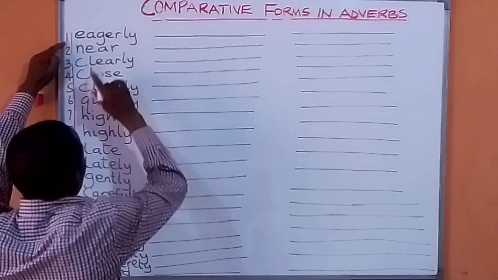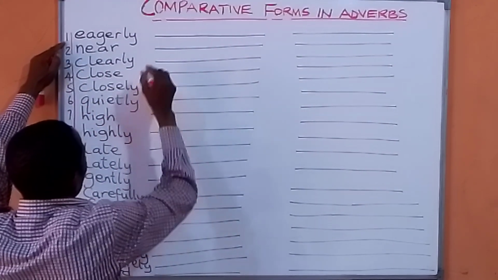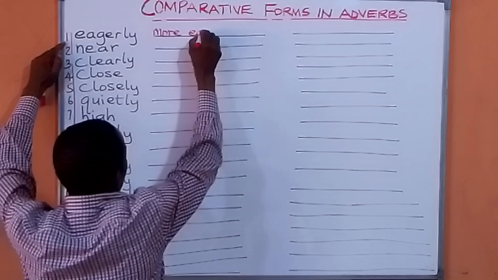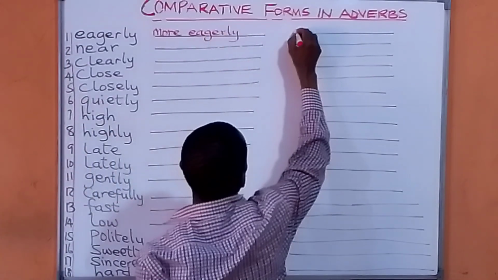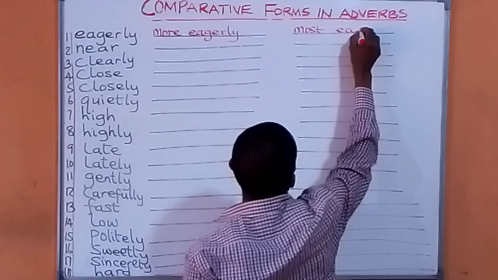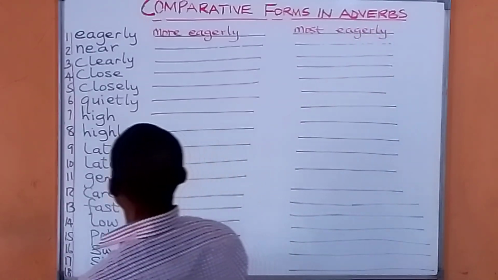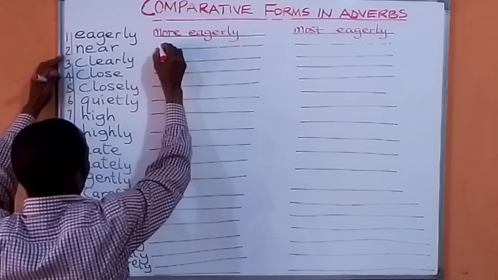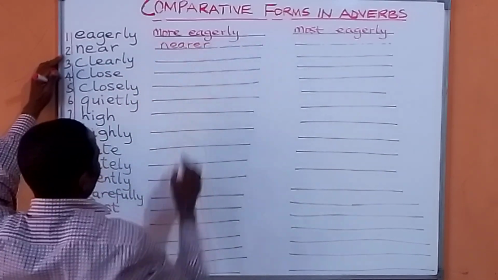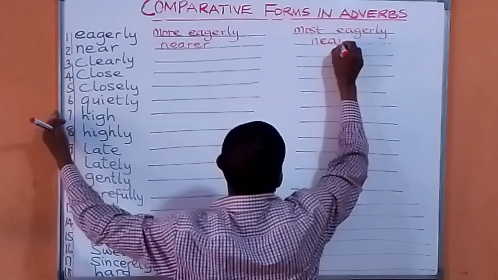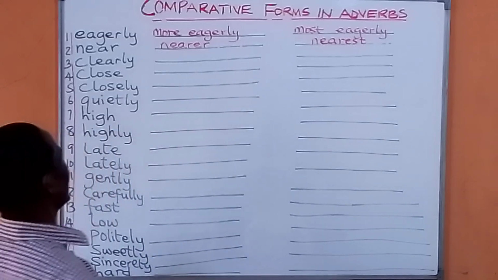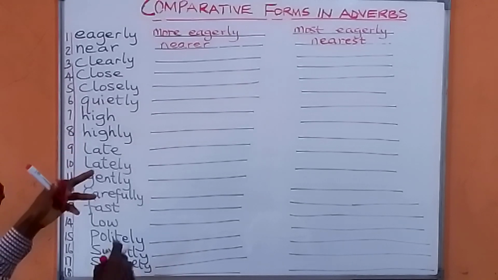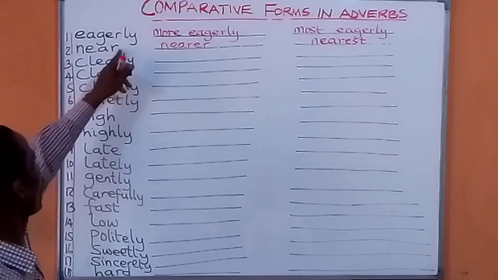Now, look at number one. Eagerly. What are we going to put there? You see the ly there? You write more eagerly, most eagerly. Okay? Number two, near. There's no ly there. So, what you do is you write er there, nearer, nearest. Near, nearer, nearest. Okay? But if you have nearly, you cannot do it like this. You do it more nearly, most nearly, if you have ly here.